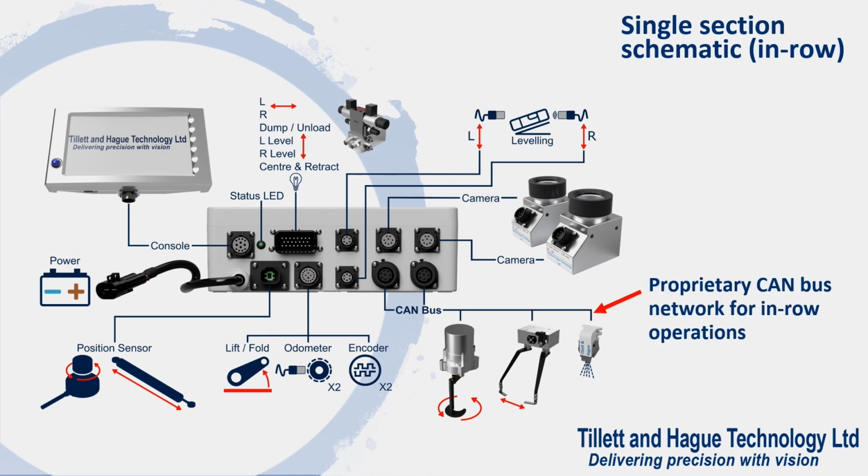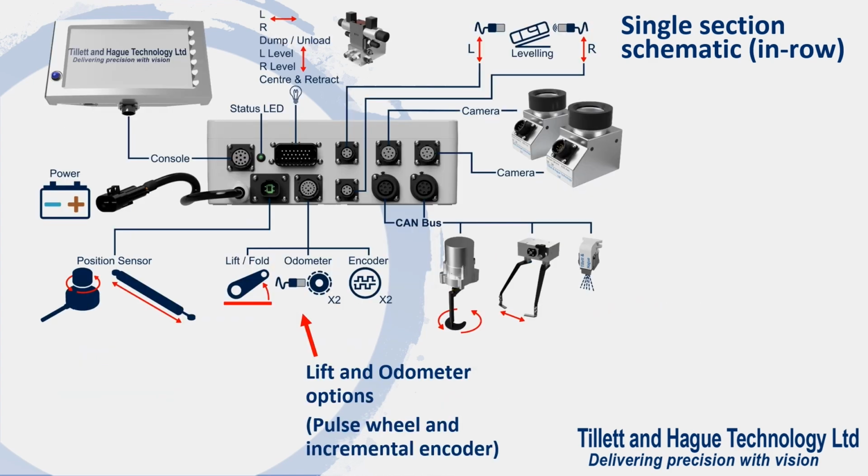INRO systems typically have more CAN devices fitted than on an INRO system, so an additional second CAN connector is provided. INRO modules have 2 rather than 1 lift input channels, and as well as 2 proximity pulse wheel odometer input channels, there are 2 incremental encoder input channels. This reflects the importance of accurate odometry for INRO applications where visual odometry alone is rarely accurate enough.